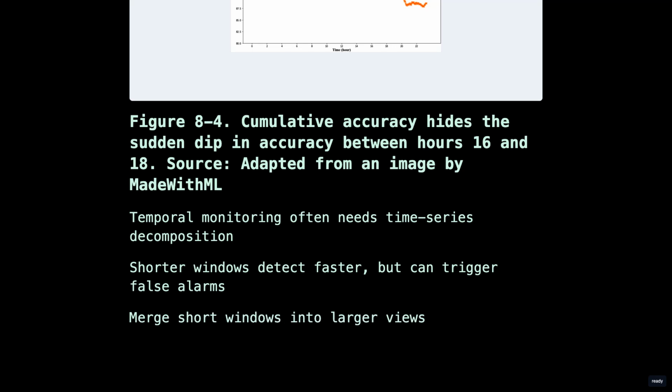A practical compromise is to compute fine-grained statistics first and then merge them into broader aggregates. That gives you both speed and flexibility because the same hourly summaries can also support daily monitoring.